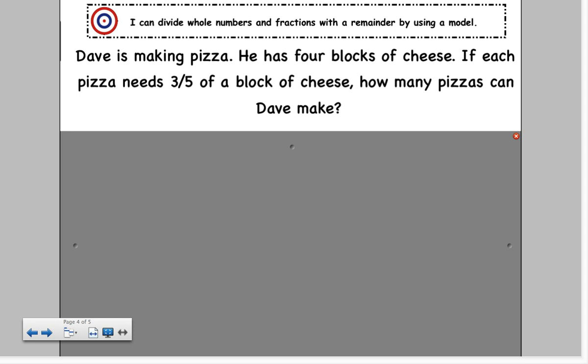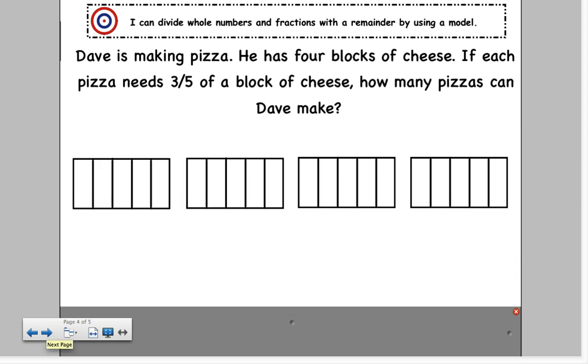All right, let's try a second example here. So, Dave is making pizza. He has 4 blocks of cheese. If each pizza needs 3/5 of a block of cheese, how many pizzas can Dave make? So let's find out how many pizzas Dave can make here with his cheese. Now I'm going to use my 4 models here. Each one represents an awesome block of Tillamook sharp cheddar cheese, one of those 2-pound blocks, the kind that I can make myself sick on by eating all 4 of them in one sitting.